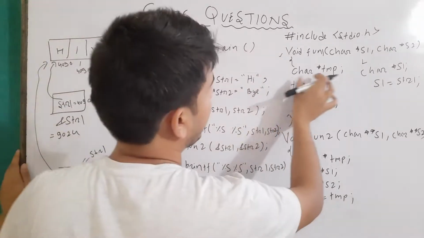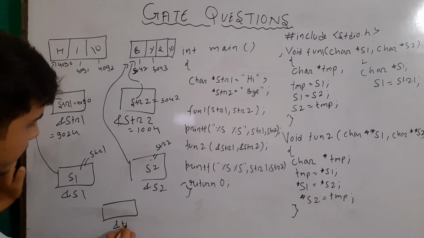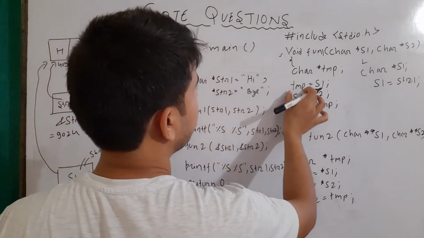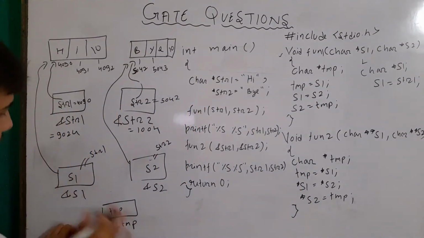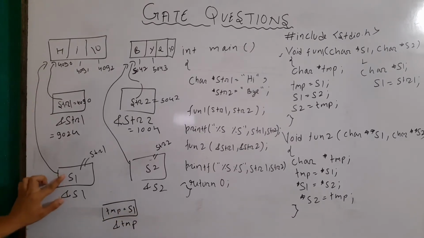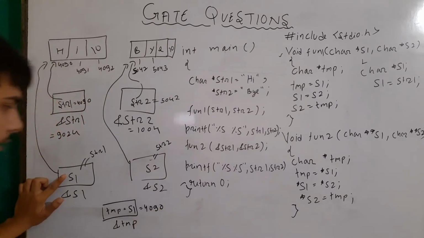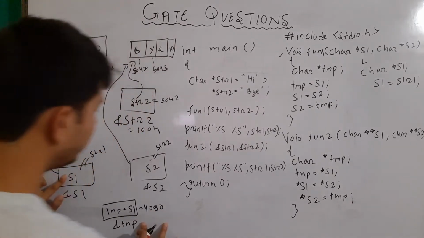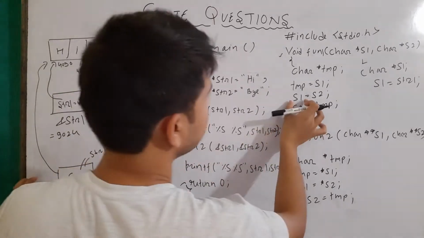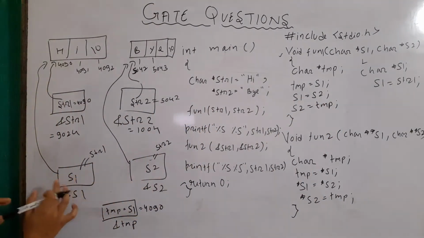Then it is written char asterisk temp, so a temporary variable has been created, and currently it will be holding some garbage address. Then it is written temp equals to s1, so now temp will point to the location pointed to by s1, or I can write here temp will give me output as 4090. If I do %u and then write temp, it will give me output as 4090, the same address held by s1. Then it is written s1 equals to s2, which means that whatever is held by s2, change it to s1.